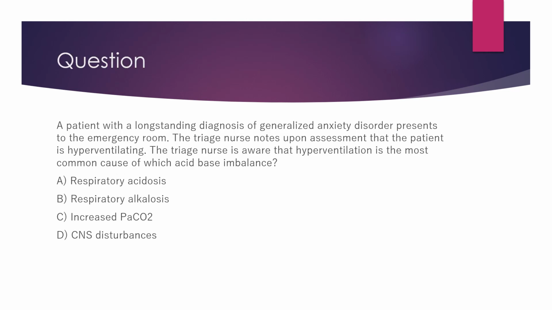A patient with long-standing diagnosis of generalized anxiety disorder presents to the emergency room. The triage nurse notes upon assessment that the patient is hyperventilating. The triage nurse is aware that hyperventilation is the most common cause of which acid-base imbalance. It is respiratory alkalosis.